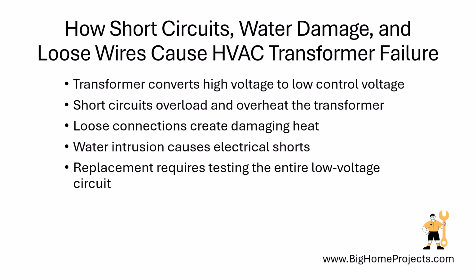A dirty air filter or blocked outdoor unit usually does not directly destroy a transformer, but the extra strain can make other electrical parts work longer and harder. Loose wire connections can also create heat and may damage the transformer over time. Water from a clogged drain, leaking coil, or roof can reach the control compartment and cause a short circuit.